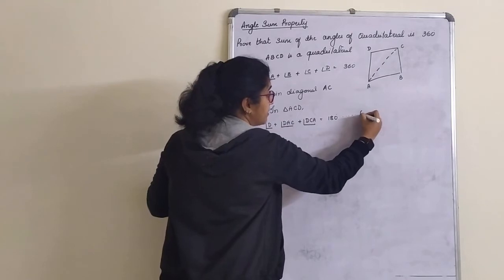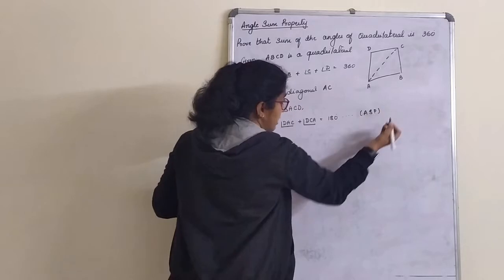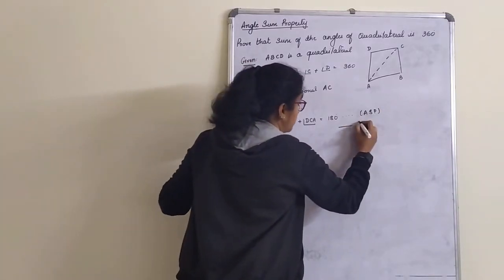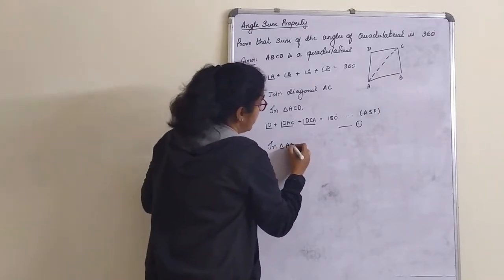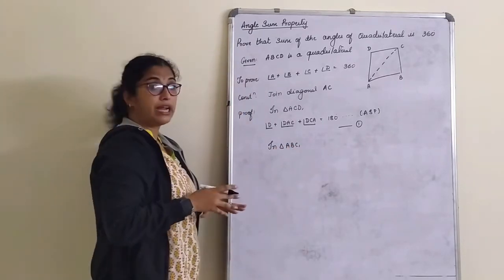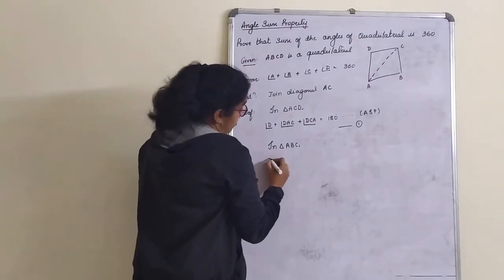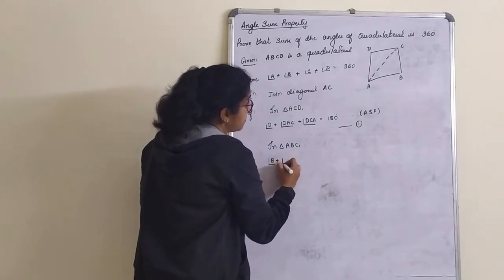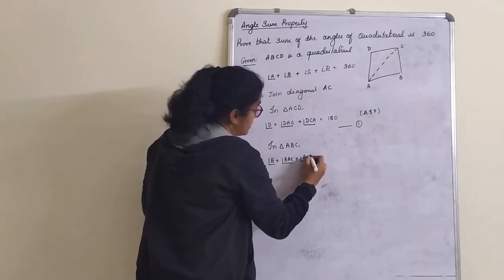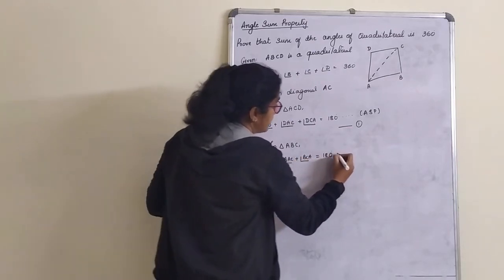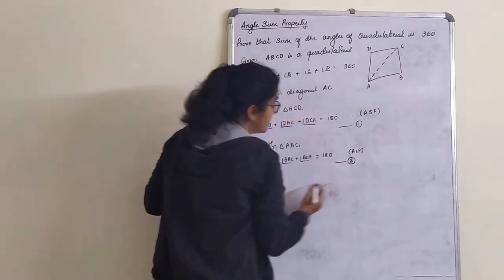Reason should always be written. What is the reason? Angle sum property, also written as ASP. Equation 1. Then in triangle ABC, whatever you want to write from a particular triangle, you need to mention which triangle you are writing. Again here, angle B plus angle BAC plus angle BCA is equal to 180. Reason: angle sum property, that is, the sum of the angles of a triangle is 180.